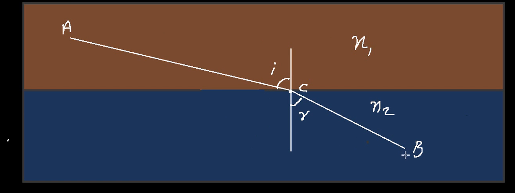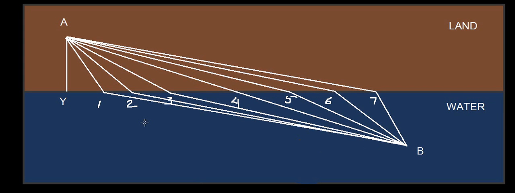This accident is seen by the person at A. He wants to save this girl and he has to reach point B as early as possible. For that, he is searching for the shortest path through which he can reach this point faster. There are so many paths to move from A to B. On the shoreline, let us consider 7 points. Out of these points, he has to search for the shortest path to reach this point as early as possible.